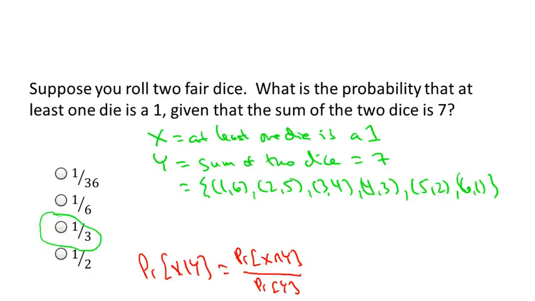So now we know what y is, it's these 6 outcomes. Which of those also belong to x? Well, x is those where at least one die is 1. So x intersect y is just going to be (1,6) and (6,1).